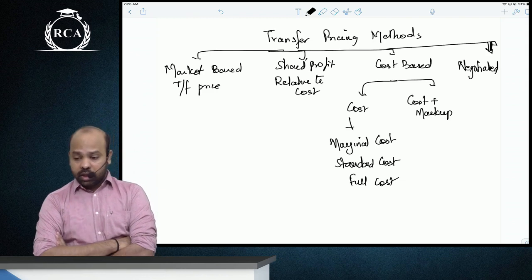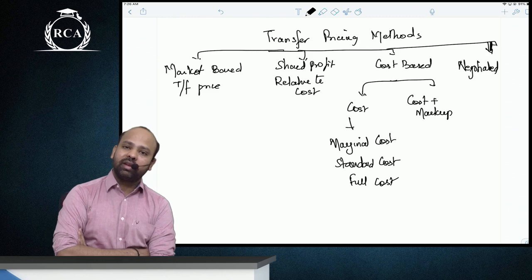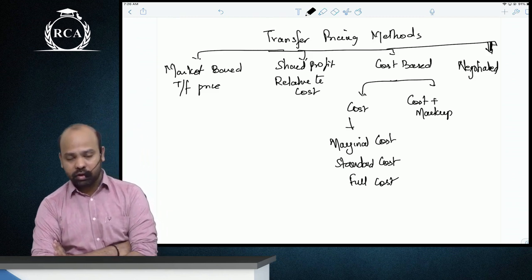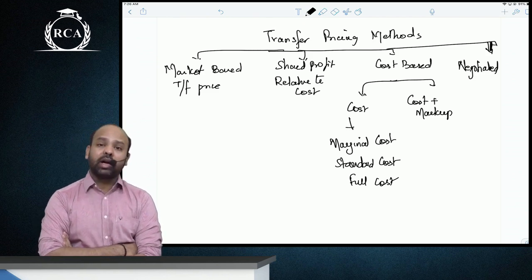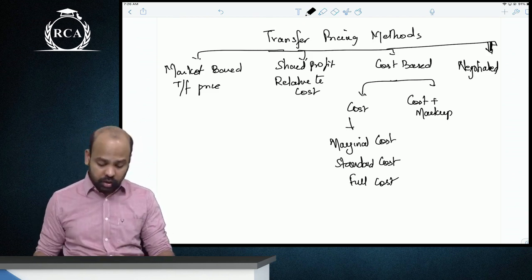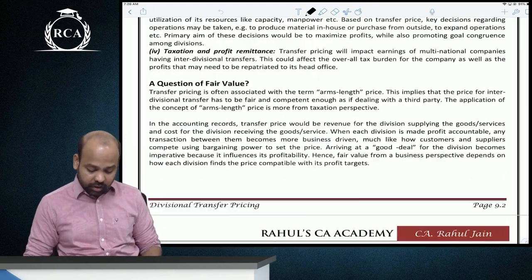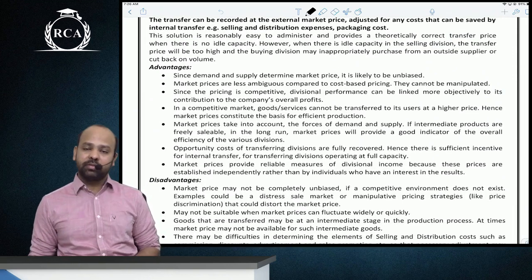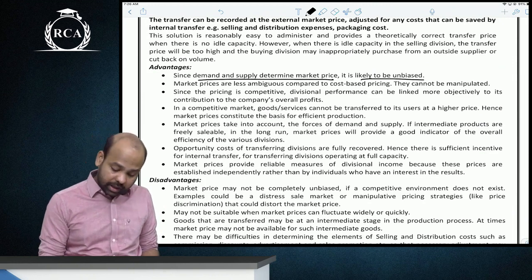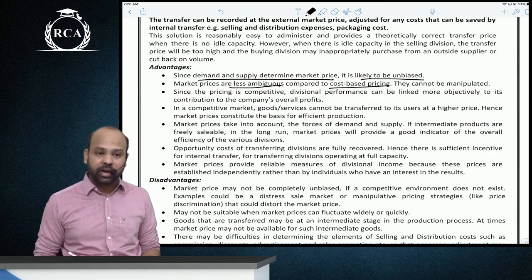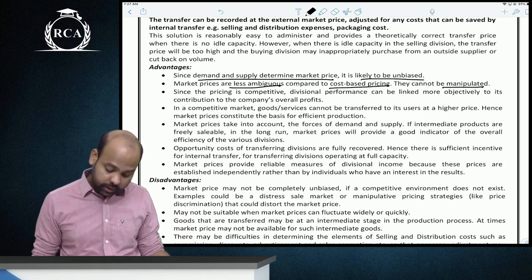Other advantages are that in market based pricing, the transferring division will have proper recovery of all costs, and it will also result in proper profits accruing to them. There will not be any opportunity cost. Since demand and supply determine market price, it is likely to be unbiased. Market prices are less ambiguous compared to cost based pricing, they cannot be manipulated. In cost based pricing you can manipulate your internal cost.